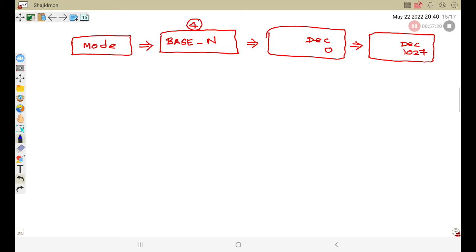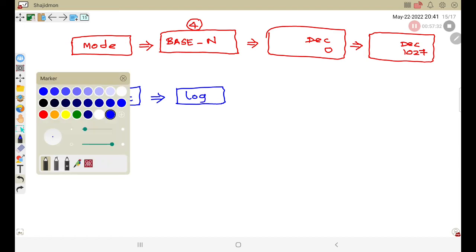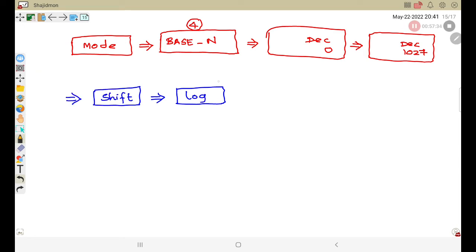Now what we will do is press the shift button and the log button, shift log. Why are we pressing shift log? Because here you can see, in yellow color, bin, binary number. We need to convert this into a binary number, so to get this yellow option we use the shift button.